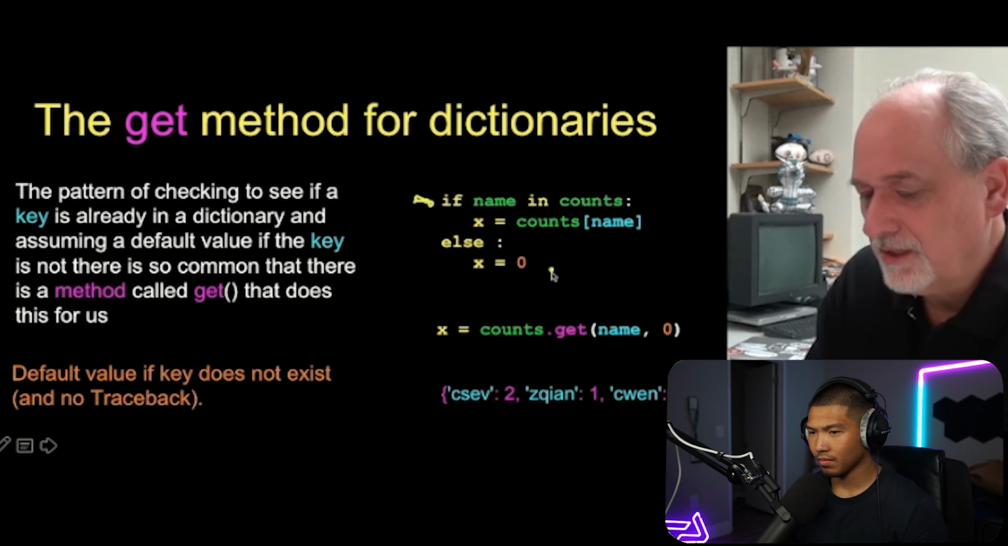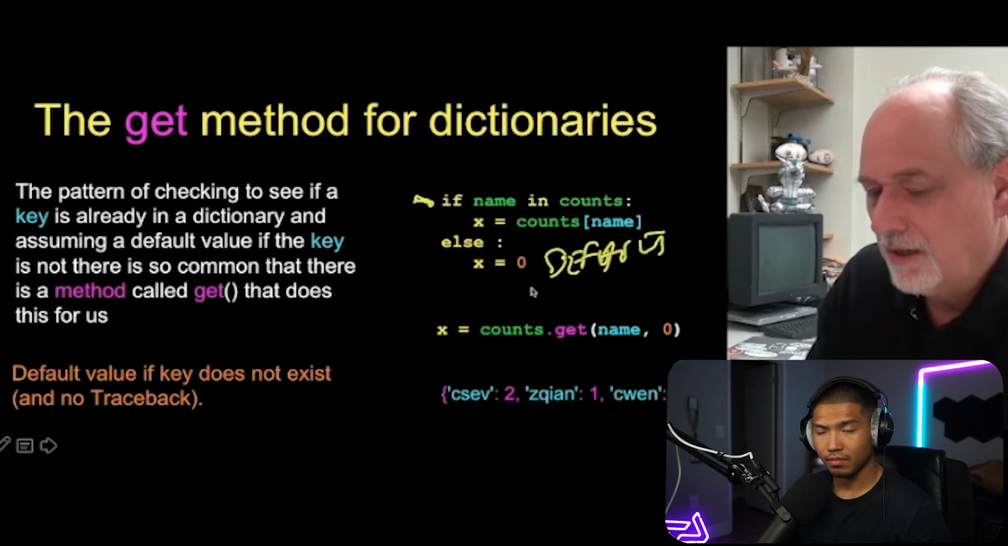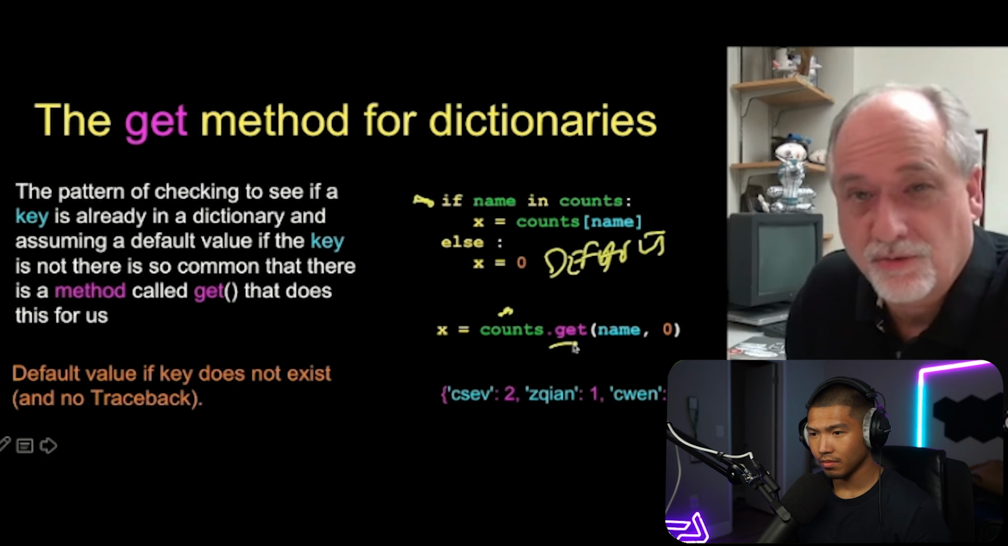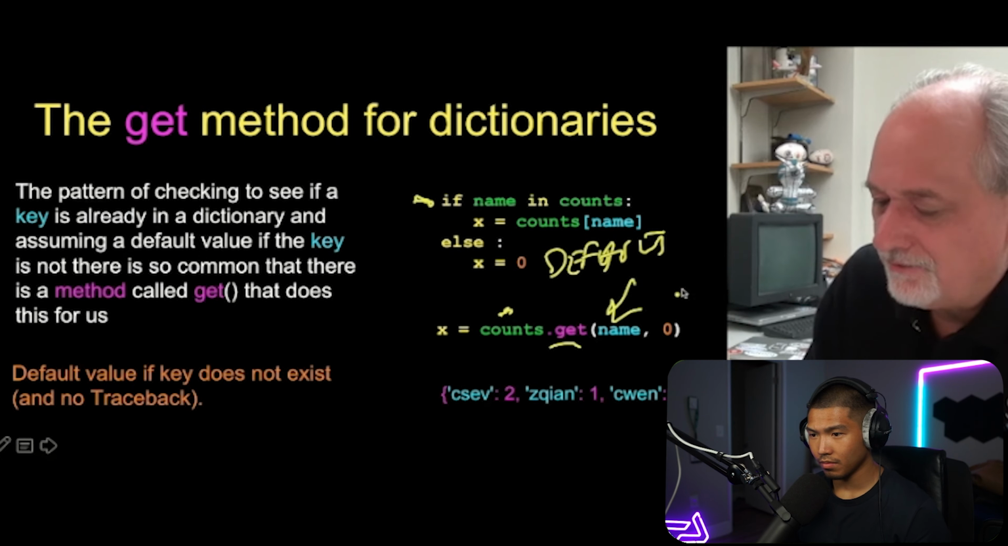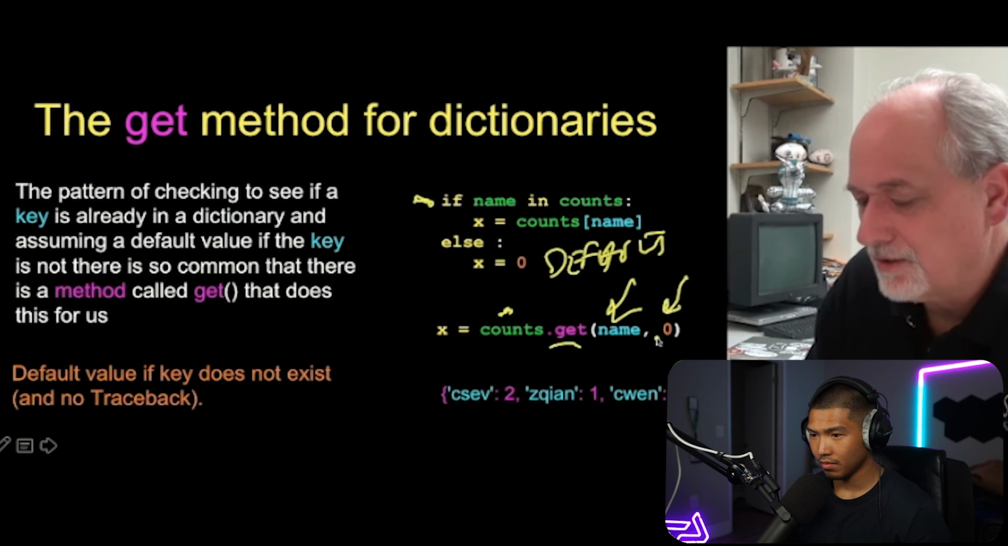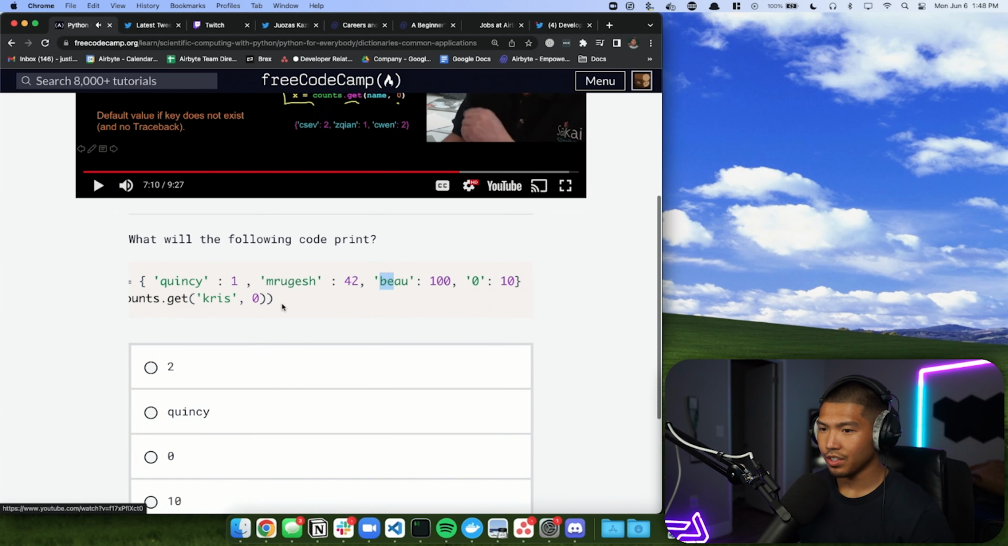Pick 0. This is like the default, right? Meaning what is not there. And if you say counts, now counts is a dictionary, .get, that's like string.upper, that's a method. You give it a key and then a default. And if the key exists, you get back what's in the key. If the key doesn't exist, okay? And with no traceback, this works. So then in this case, we get 0.